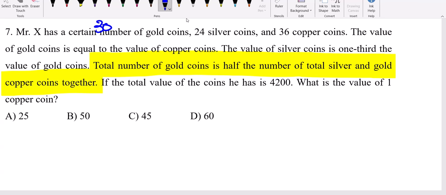Value of silver coins is one third of the gold coins. The value of gold coin is equal to the value of copper coin. As per the question, gold and copper are both equal, but silver is one third of the gold. And finally, you need to calculate what is one copper coin. So gold can be mapped to copper, or you can convert into copper. One copper coin value is what?